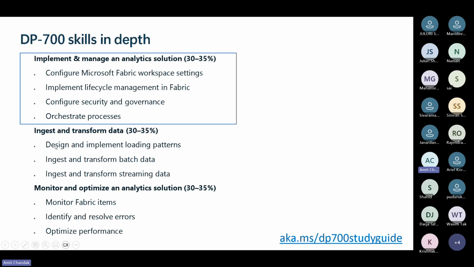Then we have ingest and transformation, which again would be taking 30-35%, and then monitoring and optimizing solution, again 30-35% is going to take.